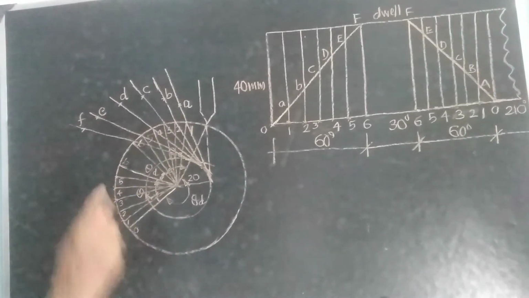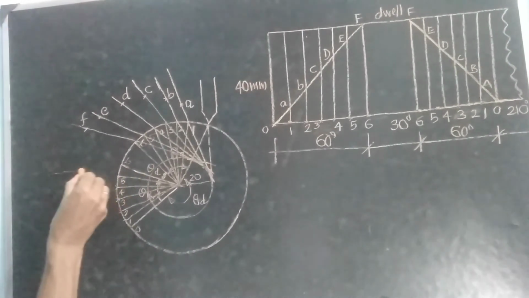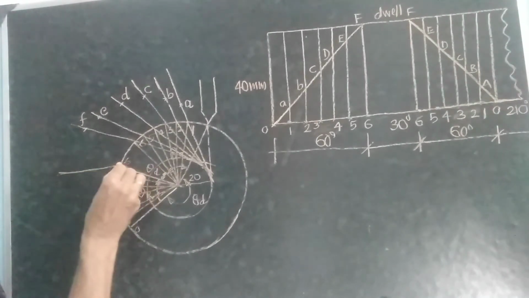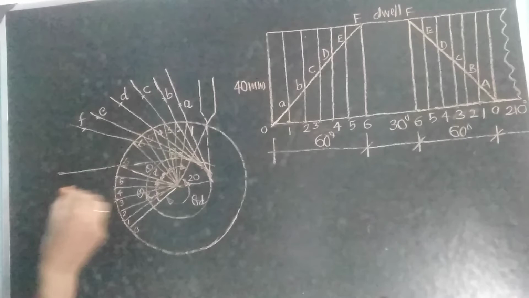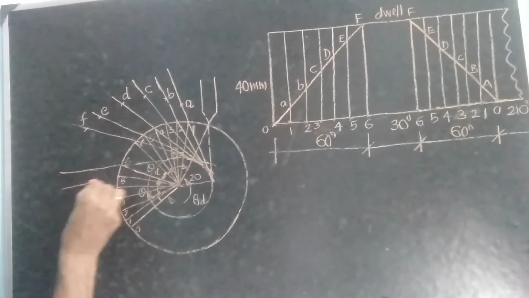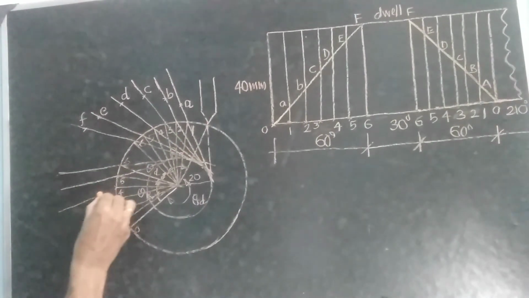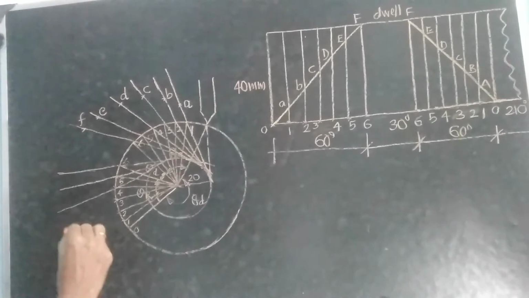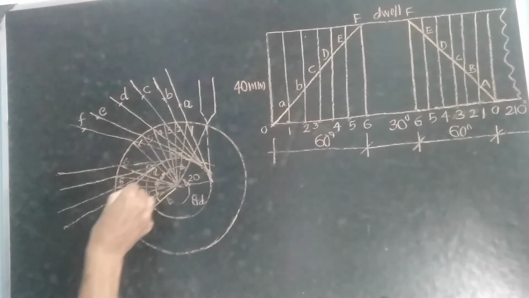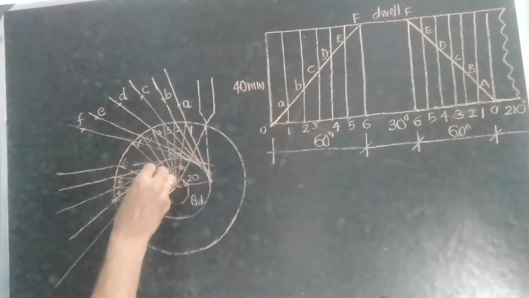Then again draw a line which is passing through 6 and also tangent to the offset circle. Then draw another line which is passing through 5 and tangent to the offset circle. Draw another line. Repeat the same procedure for the entire points.